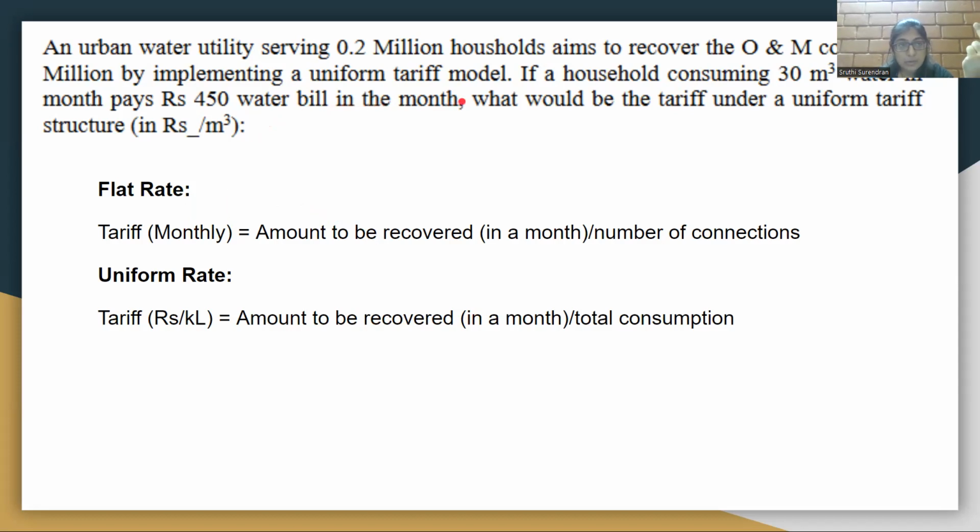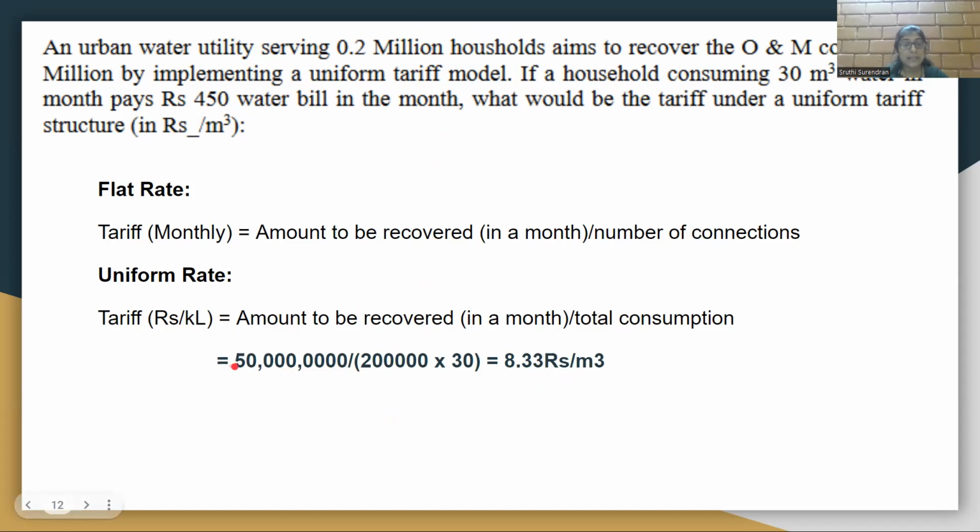Again, here they have asked through the uniform tariff structure. So in this problem, there was one confusion in the last session: when we multiply the households with the water consumption and divide the operational cost, that is, 50 million divided by the households into 30 meter cube, we get a lower value. But instead, 8.33 rupees per meter cube is the tariff charged if we have to recover 50 million rupees using the uniform tariff method.